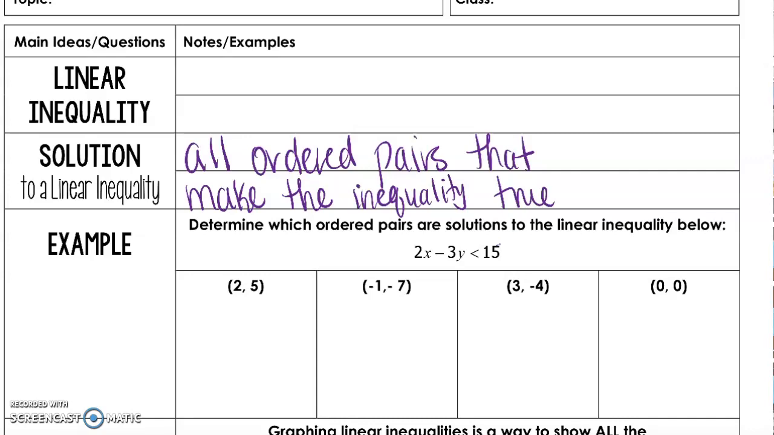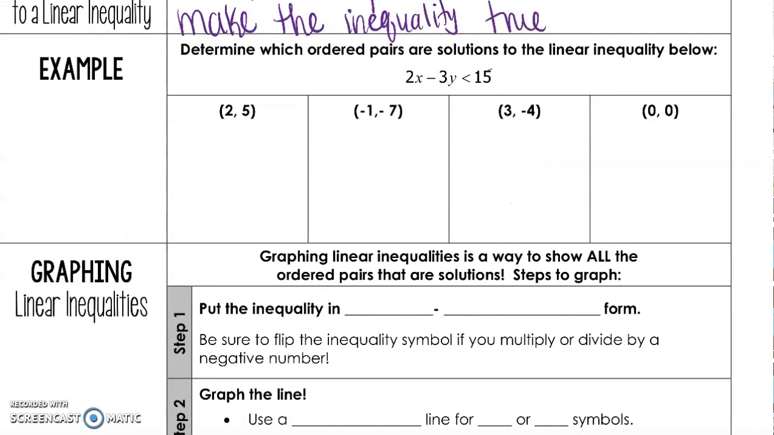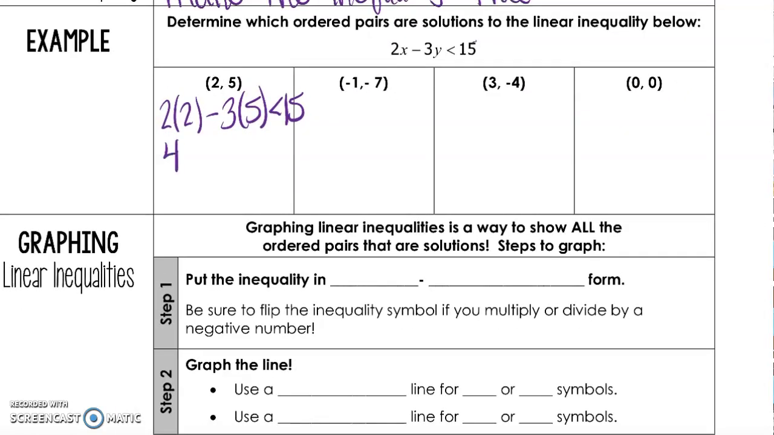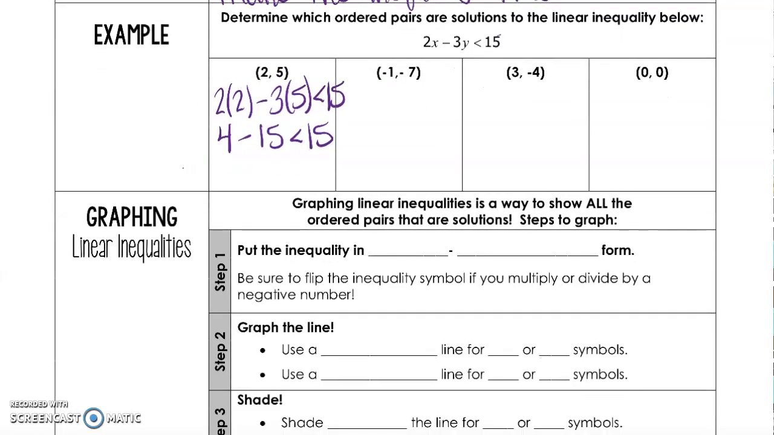The first thing we're going to look at is how you determine whether an ordered pair is a solution to a linear inequality. You do that just by plugging it in to see if it's true. So if we look at the first one, 2 times 2 minus 3 times 5, we're asking, is that really less than 15? So 2 times 2 is 4, 3 times 5 is 15. Is that less than 15? Well, you would get negative 11 is less than 15. So this one is a yes.